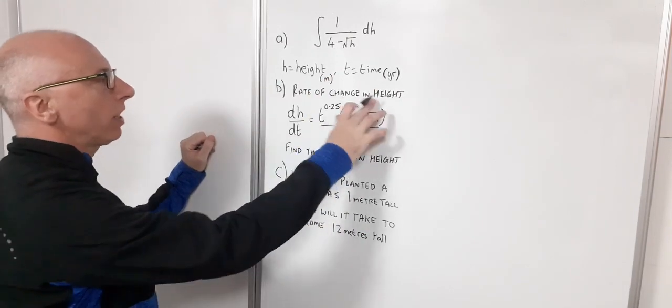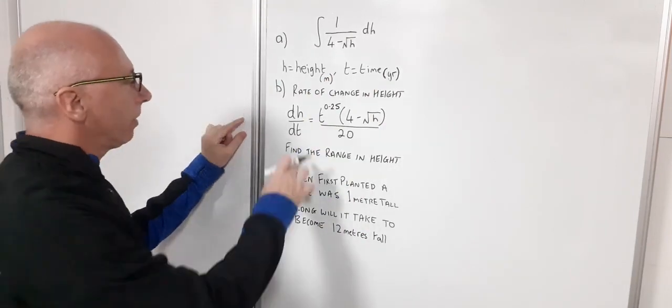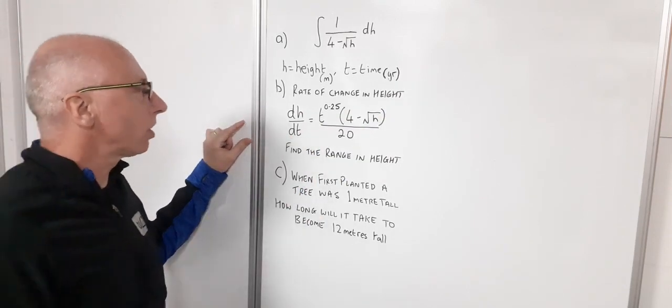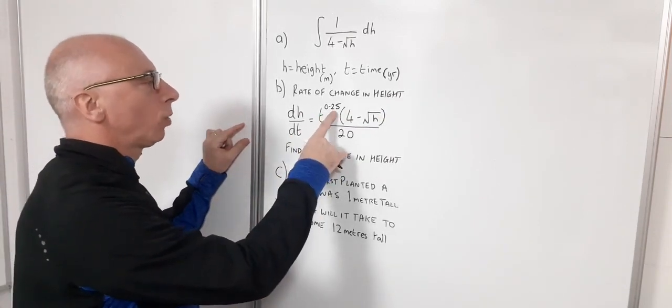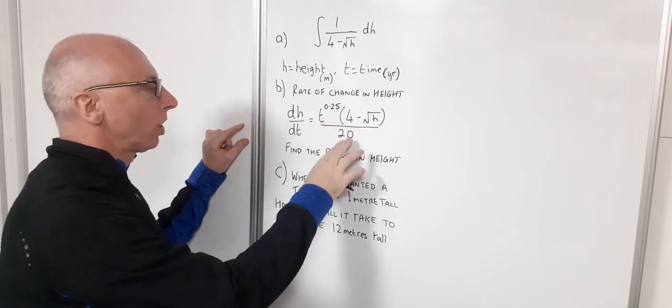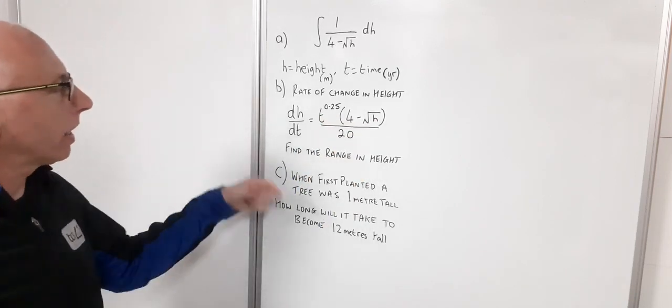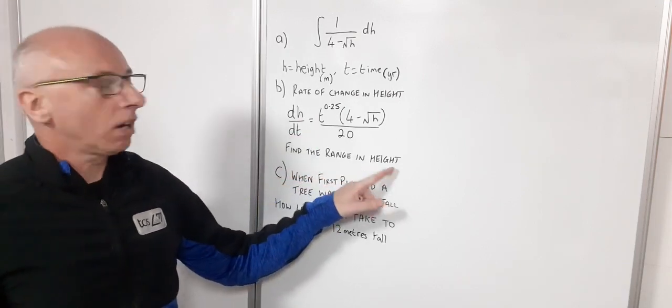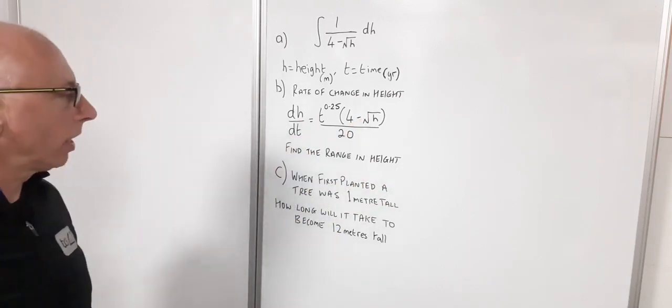Now we're given that the rate of change in the height, so dh/dt, the height with regards to time, is given as t to the power of a quarter times (4 minus root h) over 20. So that's what it's been calculated as. What we want to do is find the ranges in the height possible with this formula here.